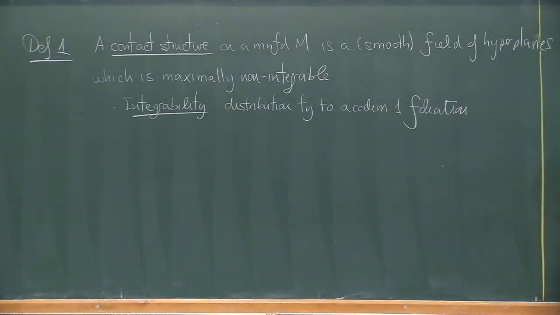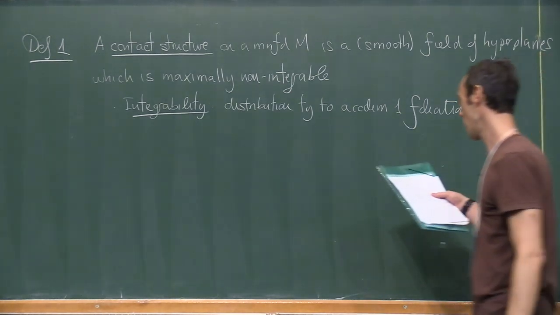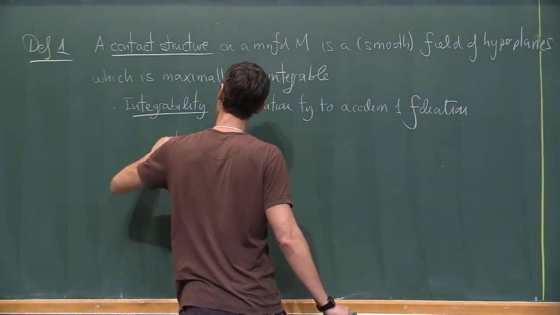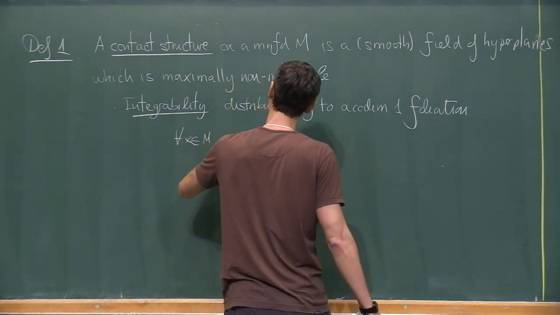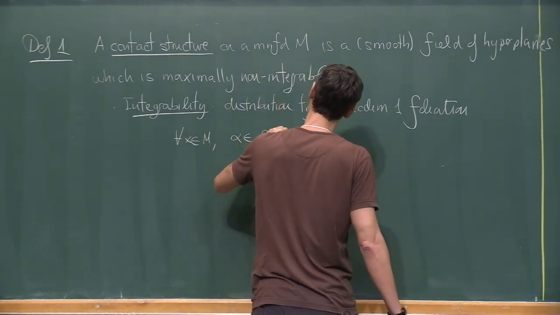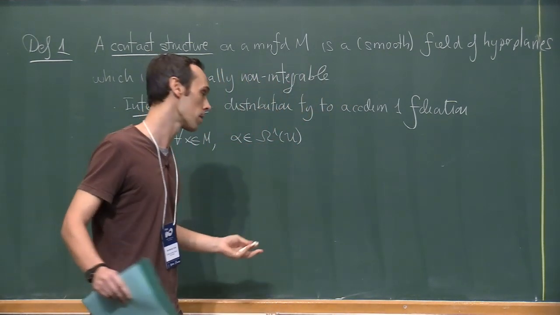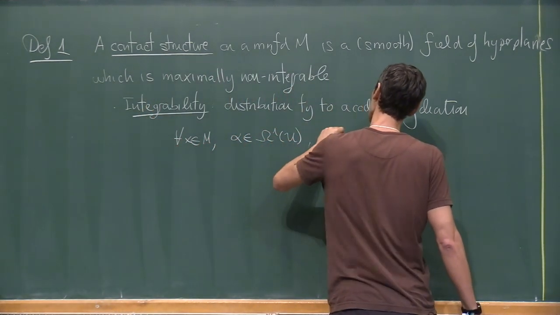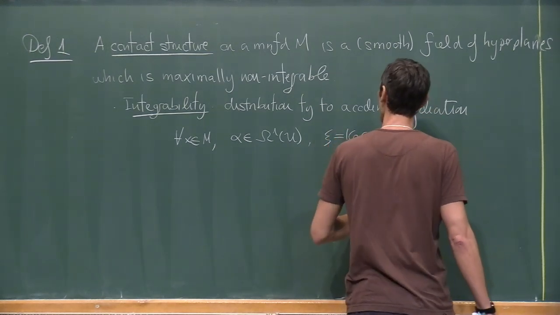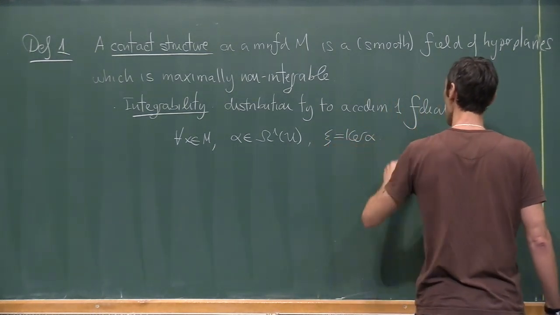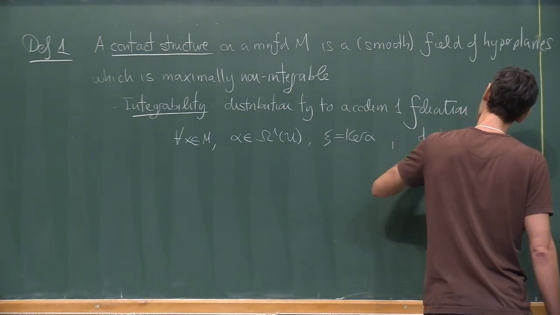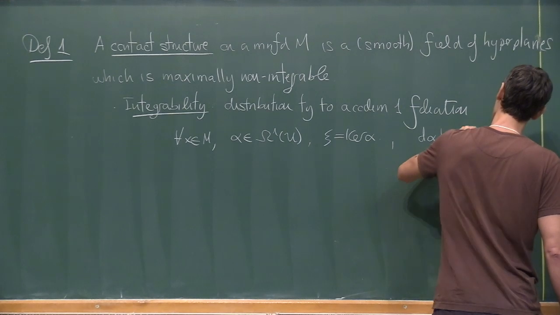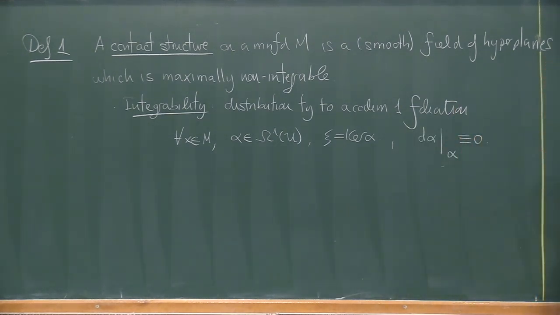And if you want to write this down in terms of forms, what you basically do is the following. For each point in your manifold, you take alpha, a possibly local one form, whose kernel is xi. And integrability means that d alpha restricted to the kernel of alpha equals 0, right?